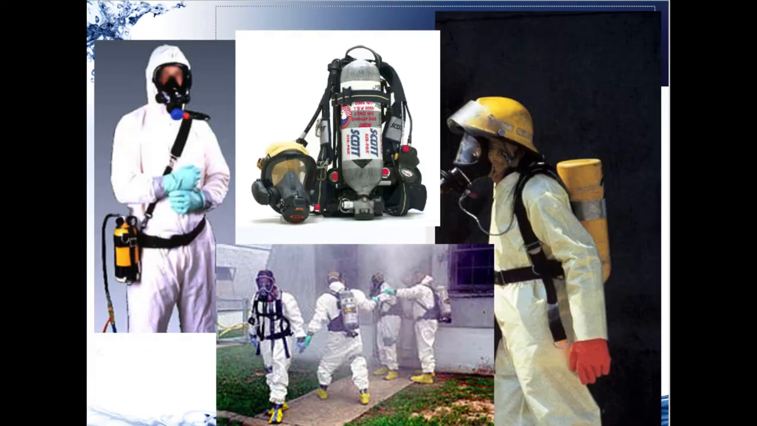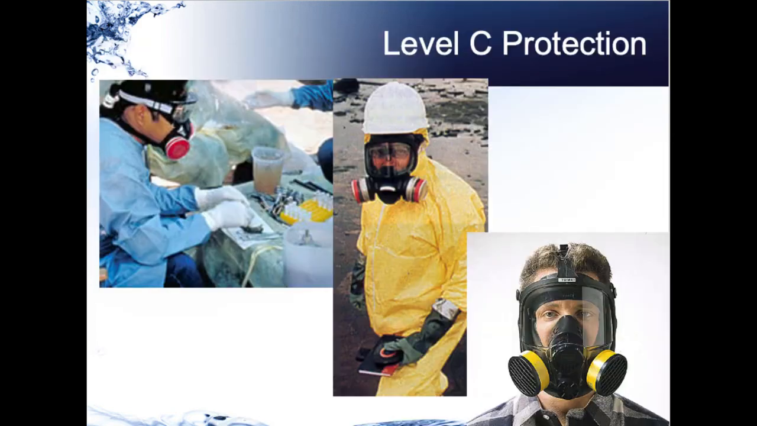Here's level B, and then we have level C. So the main difference here is the respiratory protection. In level C respiratory protection, the concentrations and types of airborne substances are known, and the criteria have been met to wear an air purifying respirator. An air purifying respirator would be a cartridge respirator, so you have to inhale to bring the air in. It isn't positive pressure. And when you inhale, you're inhaling through the cartridges, and it is filtering out the contaminants.